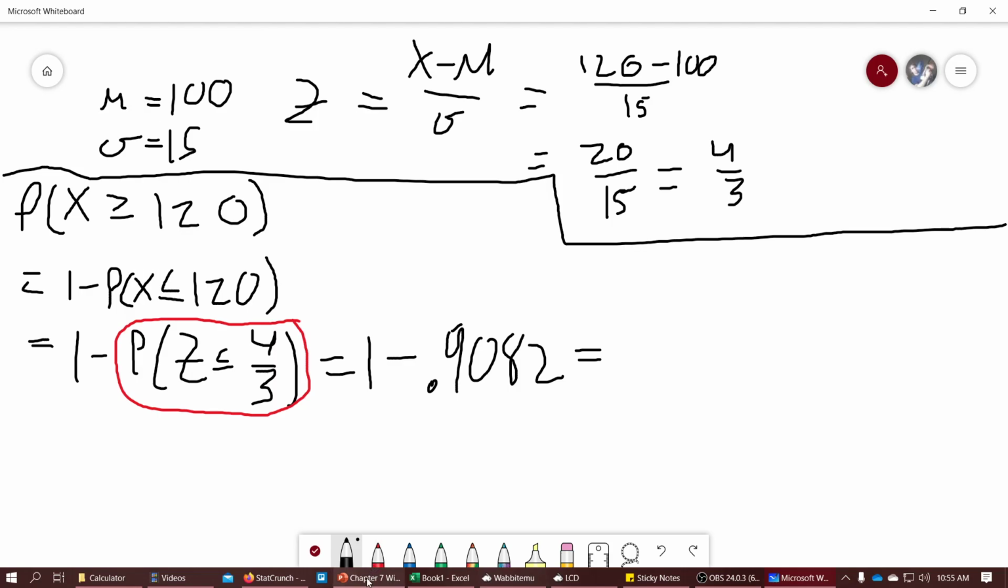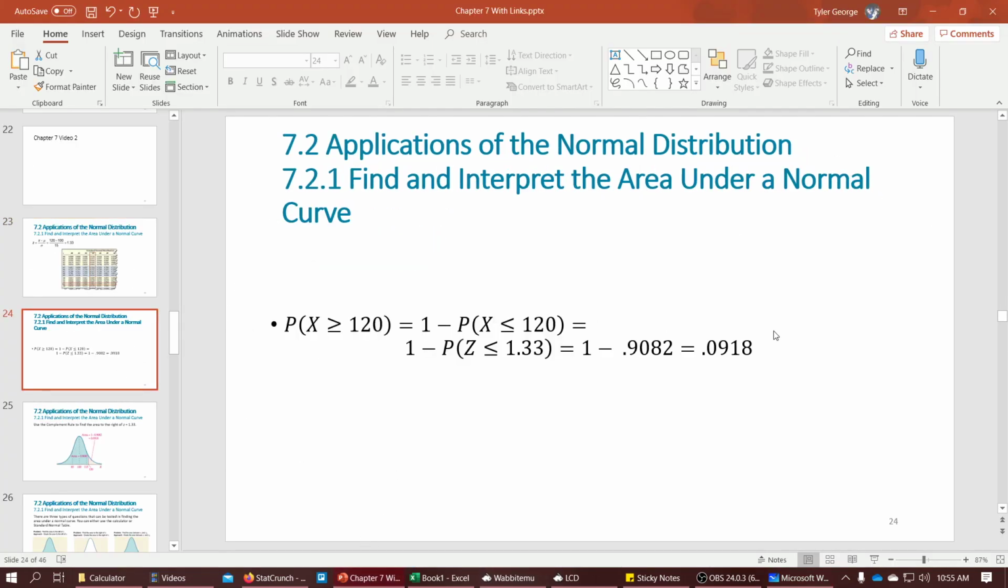and I'm going to flip to the PowerPoint because I don't remember the exact number here. You get 0.0918.